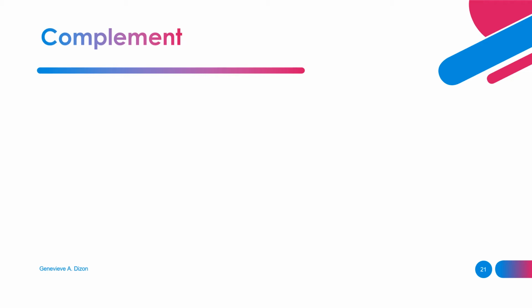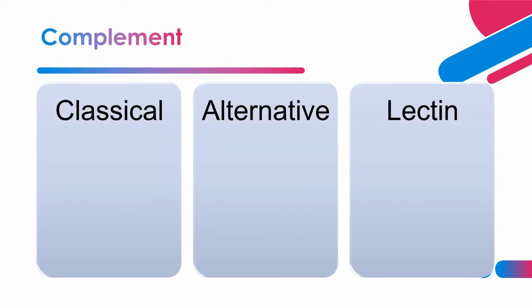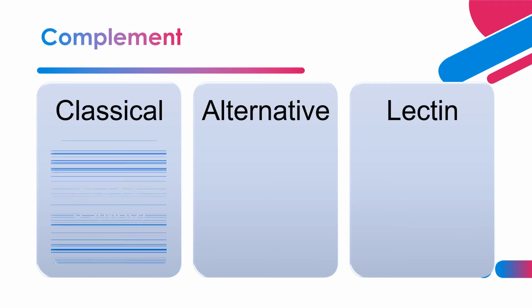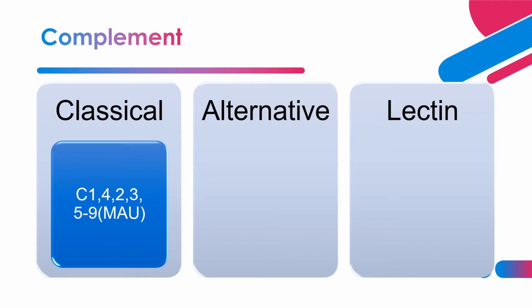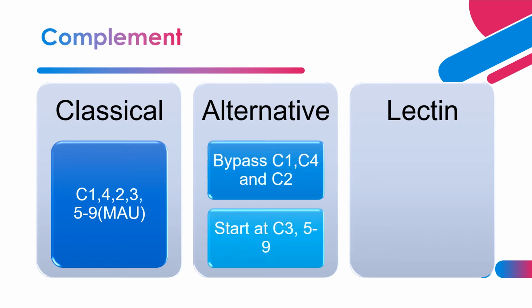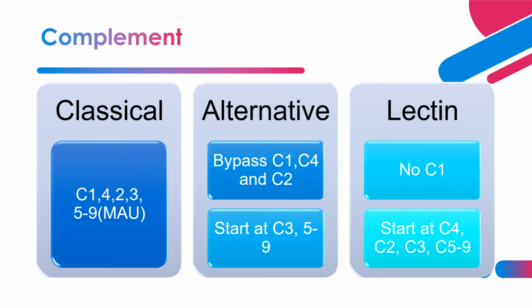There are three pathways that can activate the complement system, and these are the classical, alternative, and the lectin pathway. Complement components of the classical pathway start with C1, C4, C2, and C3, leading up to C5 to C9, which is also known as the membrane attack unit. The alternative pathway skips C1, C4, and C2 of the classical pathway, but rather starts at C3 and goes to C5 to C9 for the membrane attack unit. The lectin pathway has no C1. It starts at C4 and continues on like the classical pathway until it gets to the membrane attack unit of C5 to C9.